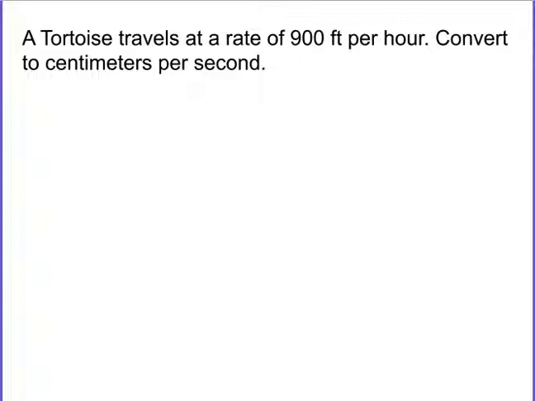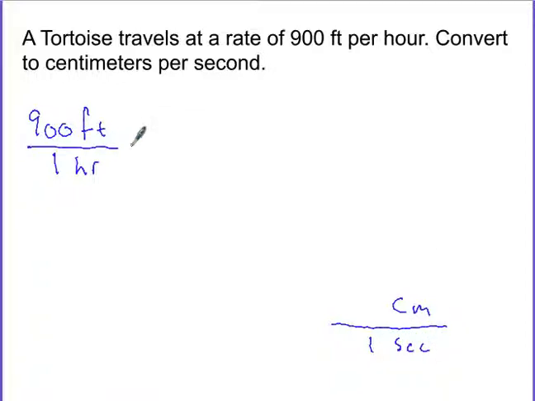Convert this to centimeters per second. So 900 feet per 1 hour, and I want to convert it to centimeters. I want to end up with centimeters over 1 second. Okay. So I can't change feet straight into centimeters. I've got to change feet to inches and then inches to centimeters.